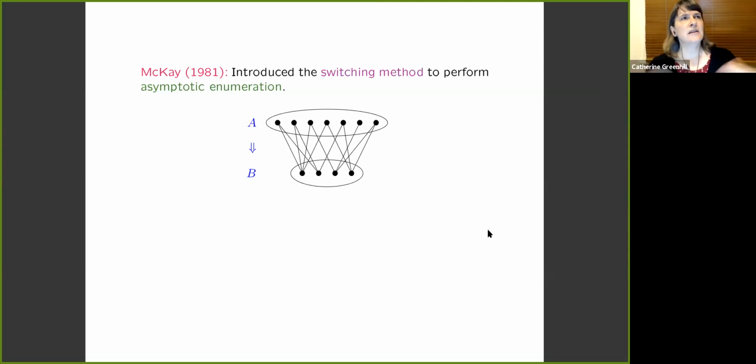So the idea of using these operations, if you're doing asymptotic enumeration, is just to get an expression for the relative sizes of 2 sets. And actually, it's just double counting, because as Marthe Bonamy said on Monday, is there anything higher than double counting? So Brendan McKay introduced the switching method for enumeration.